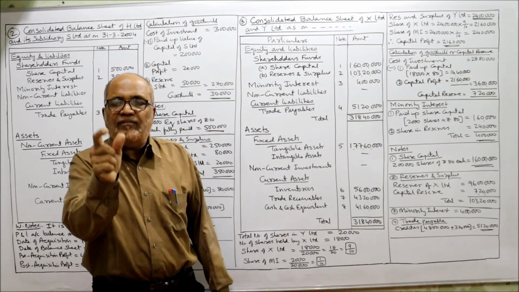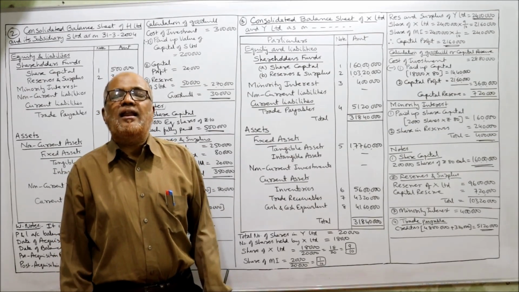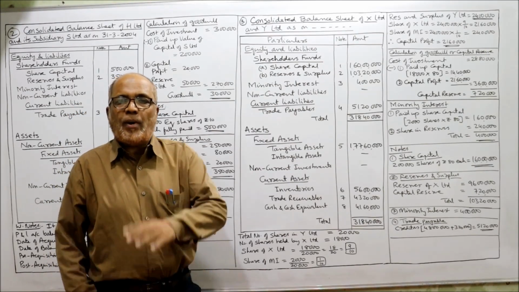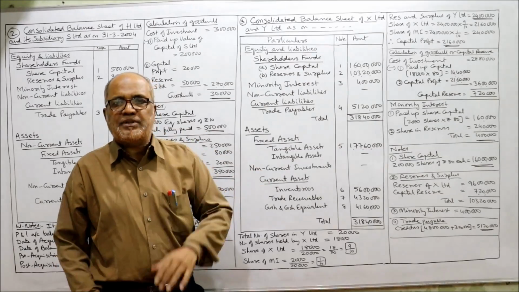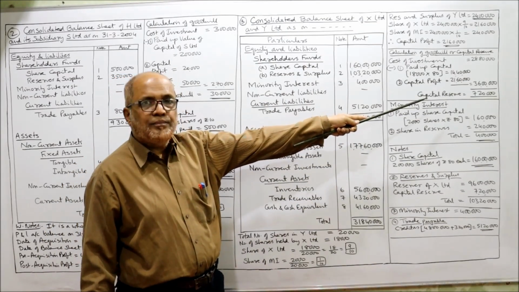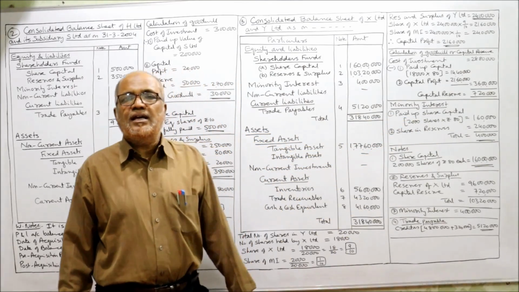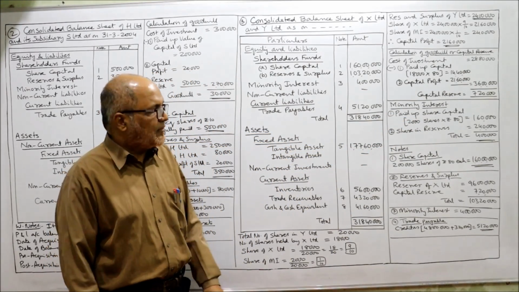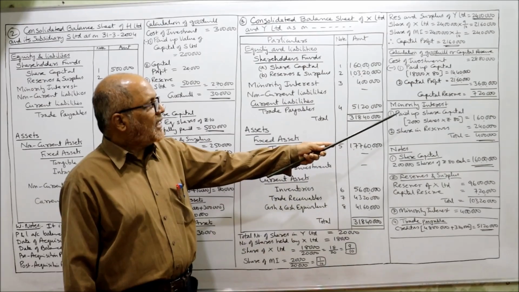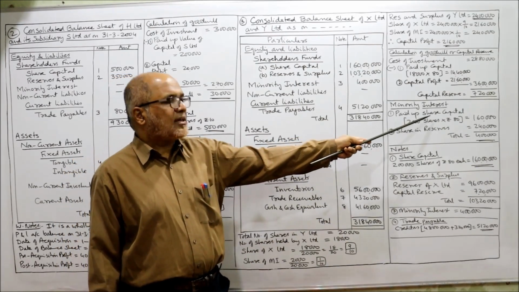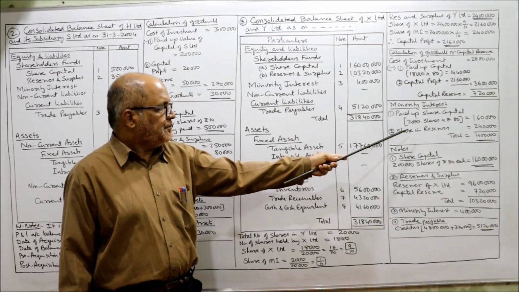If you get negative, it means capital reserve. If it's positive, it's goodwill. Positive goodwill, negative capital reserve. Here we have a negative value, 7 lakh 20,000 negative. So we are taking it as capital reserve. Right? Next, minority interest. Minority interest, paid up share capital 2,000 shares.